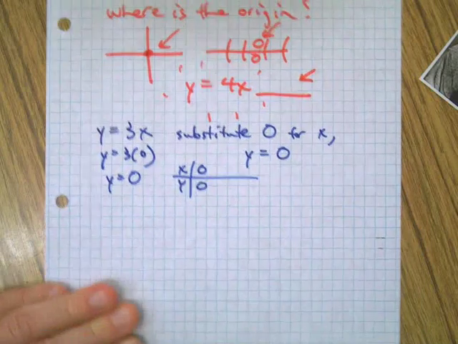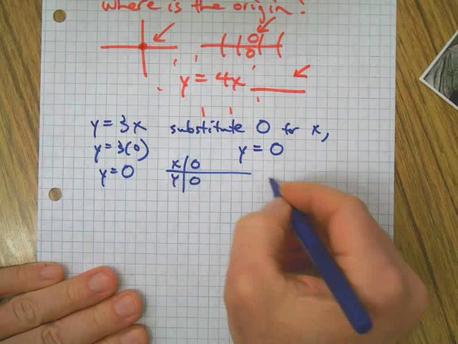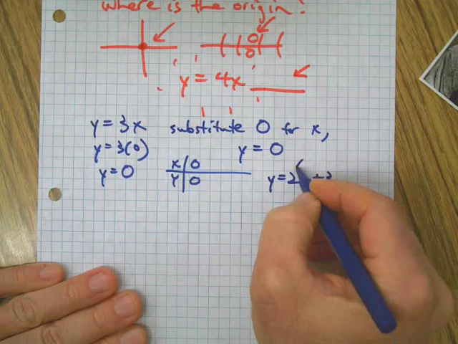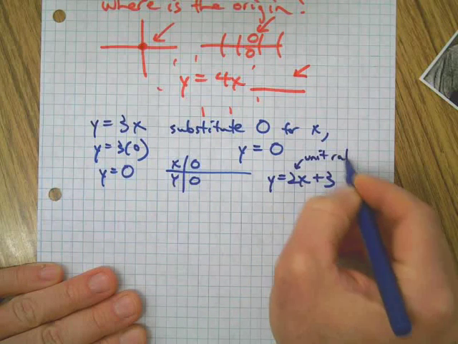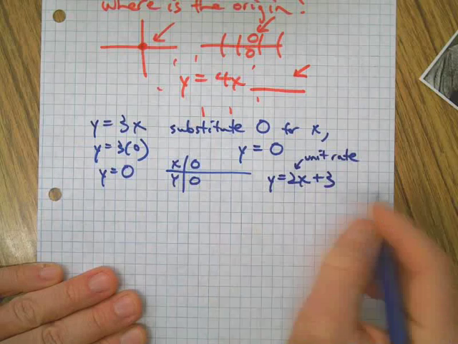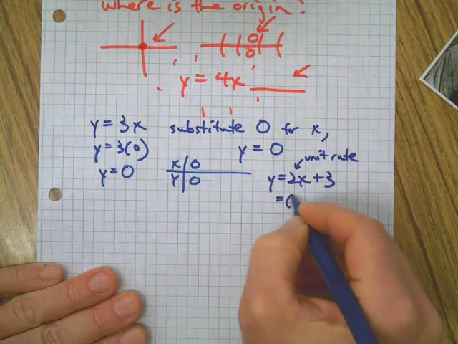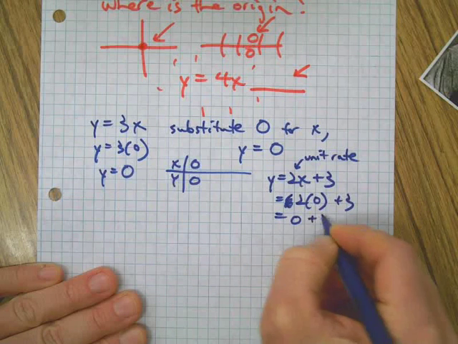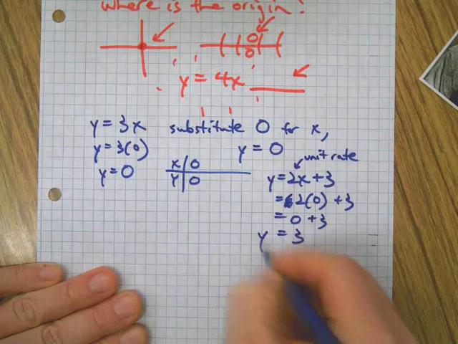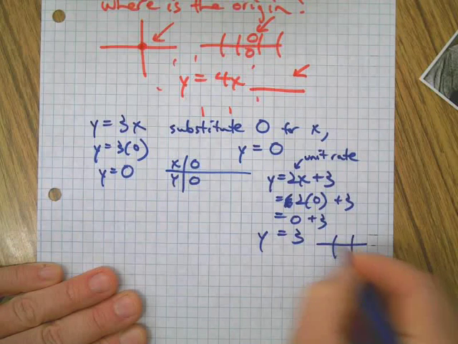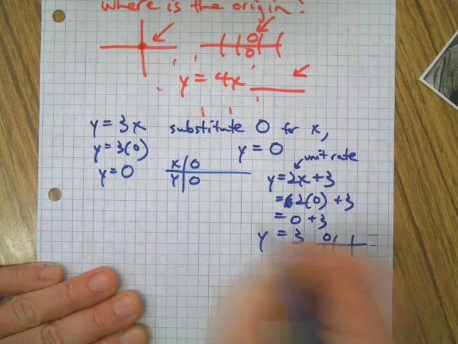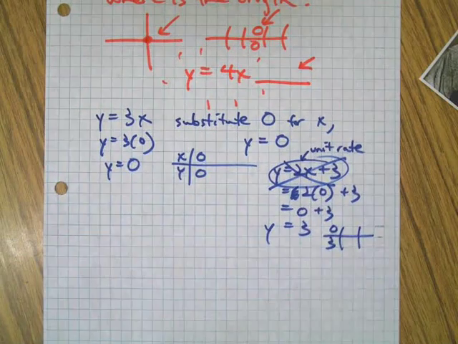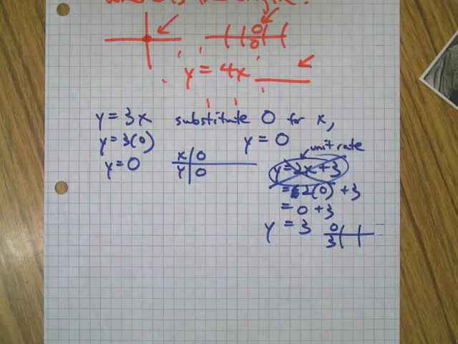Now this won't work in an equation where it's not proportional. For example, this equation looks great. We have a unit rate right there. But we're going to test for origin, which means if I substitute 0 for x, y equals 3, which means if I had my table, I would have that. That is not the origin. So this equation, although it's just fine, is not proportional.